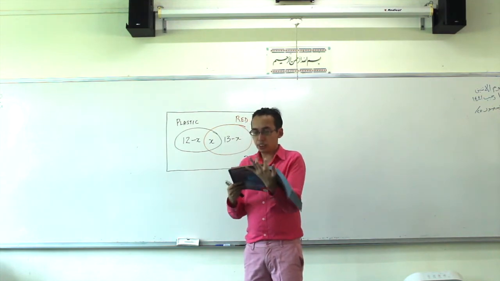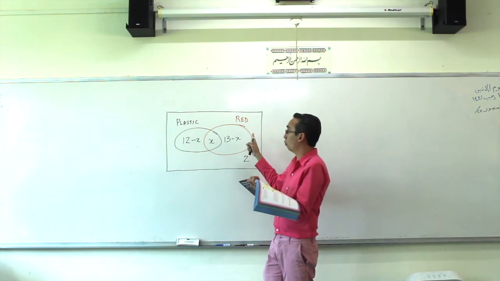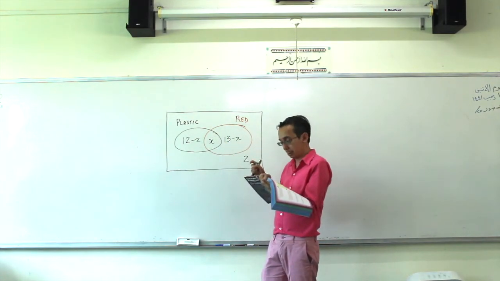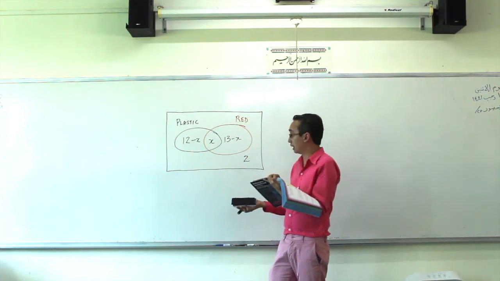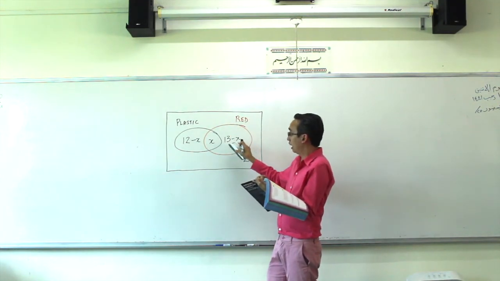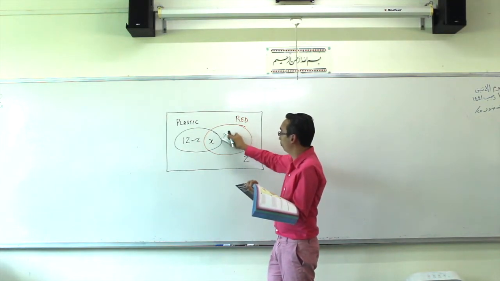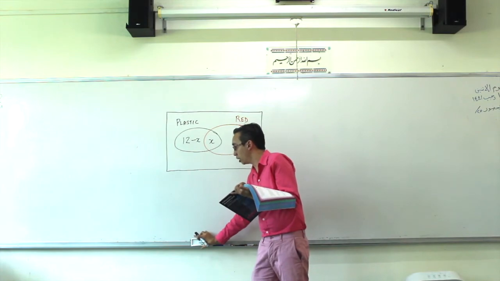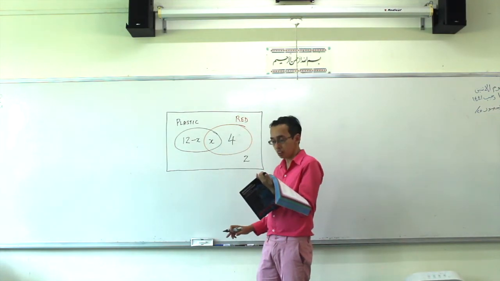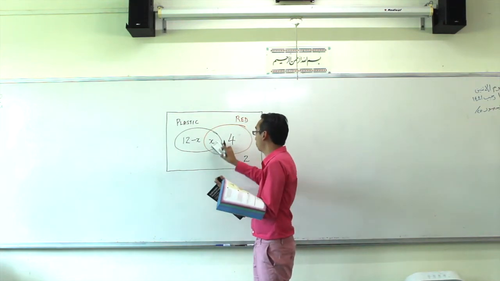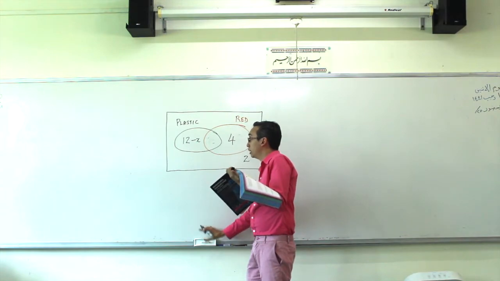Since they said that if it is a red toy, that means we can focus only on the red section. Since we have found out that x is actually 9, this particular portion will now be 13 minus 9, which is 4. So this part will be 4, and this part will be x, so it's just 9.